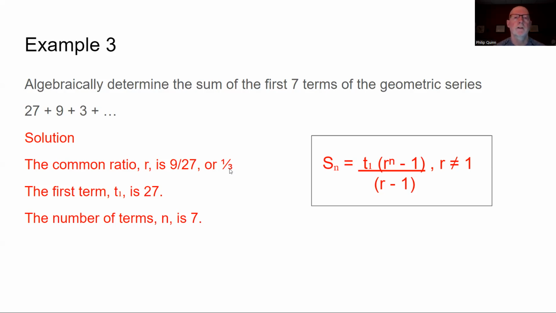Example 3, algebraically determine the sum of the first 7 terms of the geometric series 27 plus 9 plus 3 plus ... Okay, so we don't know the last term or the nth term here. So let's look at what we've got, what we know. The common ratio is any term divided by the previous. So for example, we could go 9 divided by 27 and reduce that, we get 1/3. Common ratio is 1/3. First term is 27, T1 is 27. We're told in the question, n, or the number of terms, is 7.